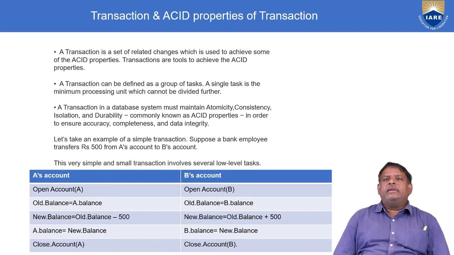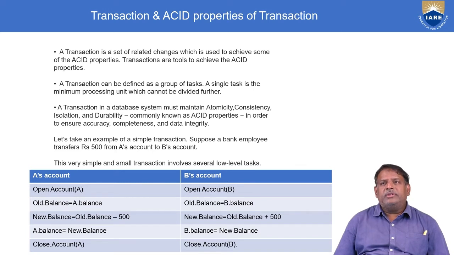Now let us see an example of a transaction. A transaction is a set of related changes which is used to achieve some of the ACID properties. The transactions are tools to achieve the ACID properties. A transaction can be defined as a group of tasks. A single task is the minimum processing unit which cannot be divided further. A transaction in a database system must maintain atomicity, consistency, isolation, and durability, commonly known as ACID properties, in order to ensure accuracy, completeness, and data integrity.